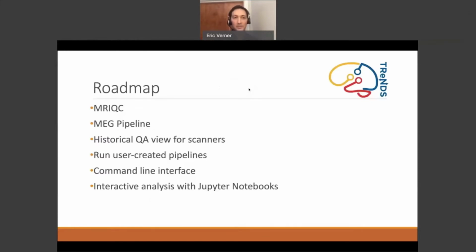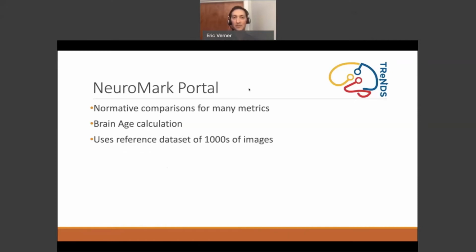In the future, we're going to do MRI QC and MEG pipeline, historical QA view, allow users to run their own analyses, and further develop our command line interface. We're also going to do Jupyter notebooks to let users do interactive analyses. Furthermore, we have a NeuralMark portal, which will allow people to do normative comparisons of their data against a reference data set of thousands of images. This includes a brain age calculation.